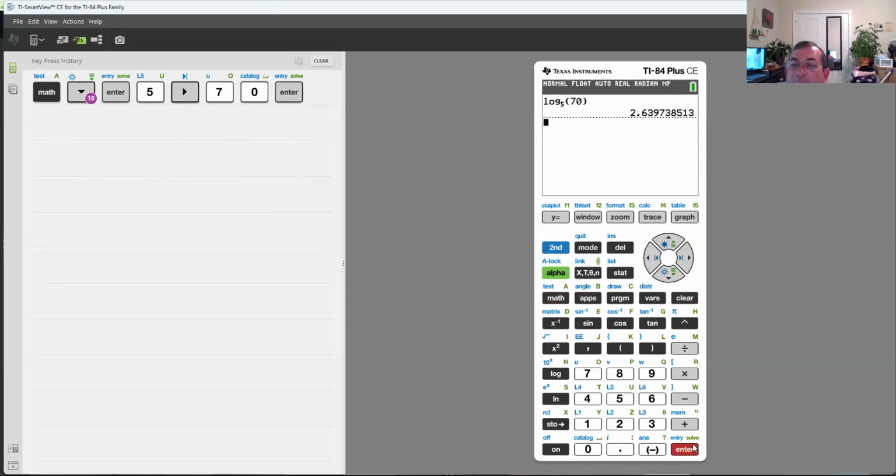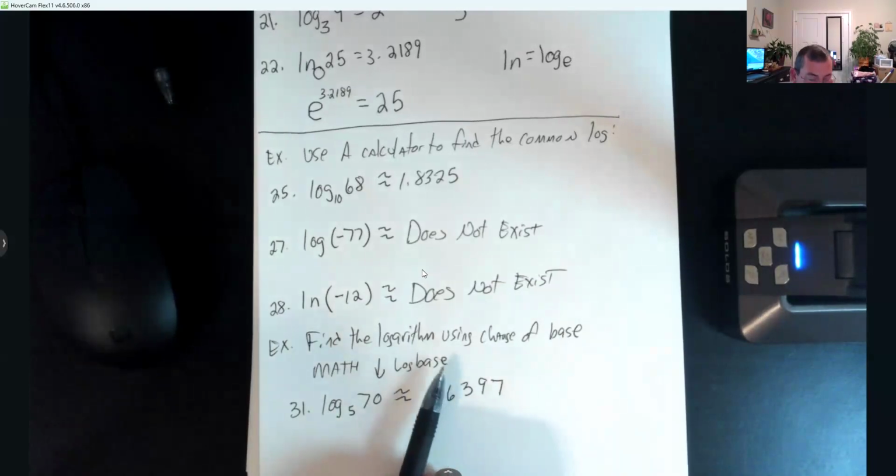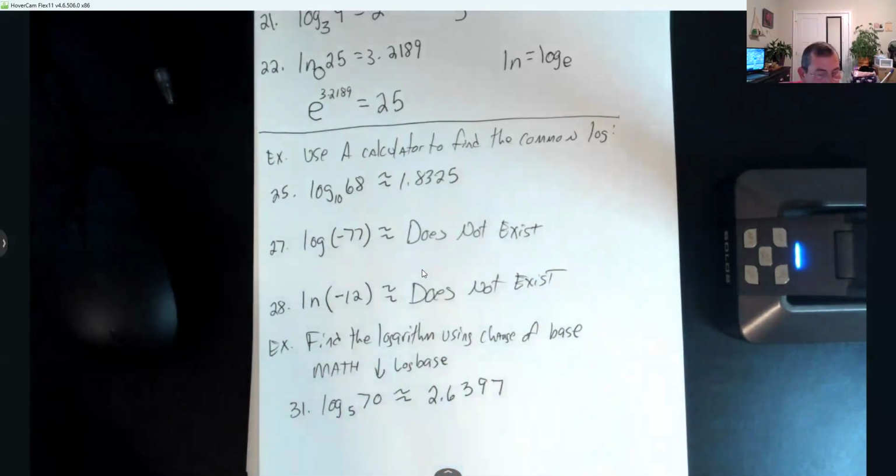So that'll be a 2.639. And let's see, the 7 has a 3 after it. So I'm going to keep that a 7. So that's basically what they want us to do with our math log base stuff when they say change of base.